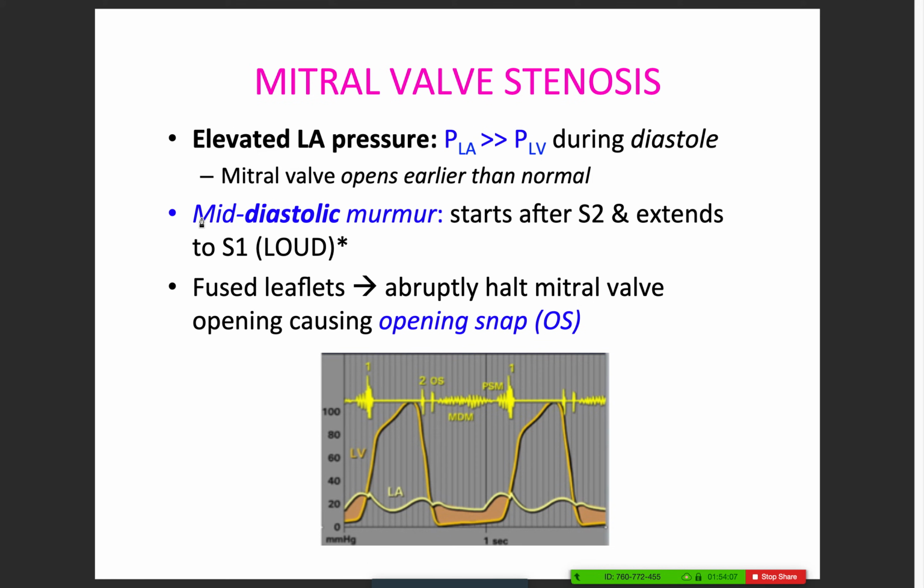In mitral valve stenosis, we expect to hear a mid-diastolic murmur. And so that's great. Here, what we have is fused leaflets. And this is going to halt the mitral valve opening, causing an opening snap. Just like we talked about with the ejection sound in our aortic stenosis. In mitral valve stenosis, that valve is going to pop open, okay? And so hearing that valve pop open gives us that opening snap, okay?